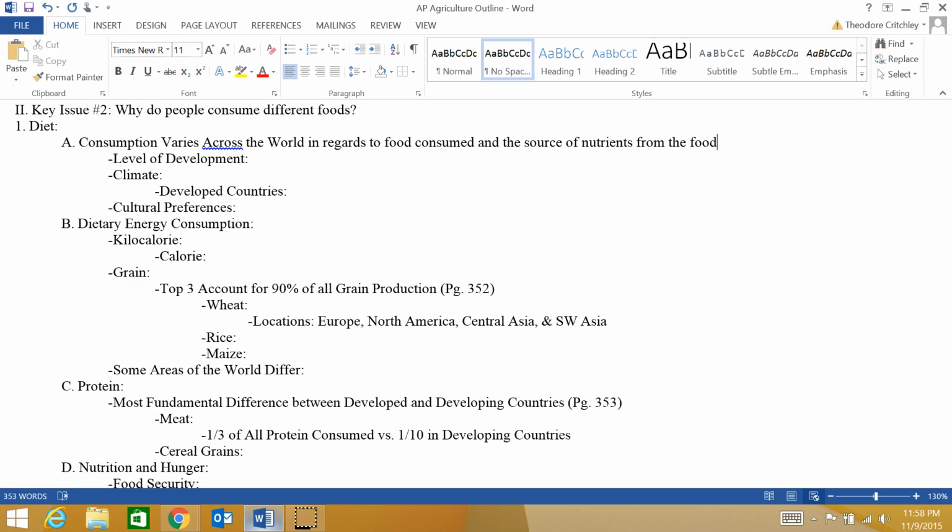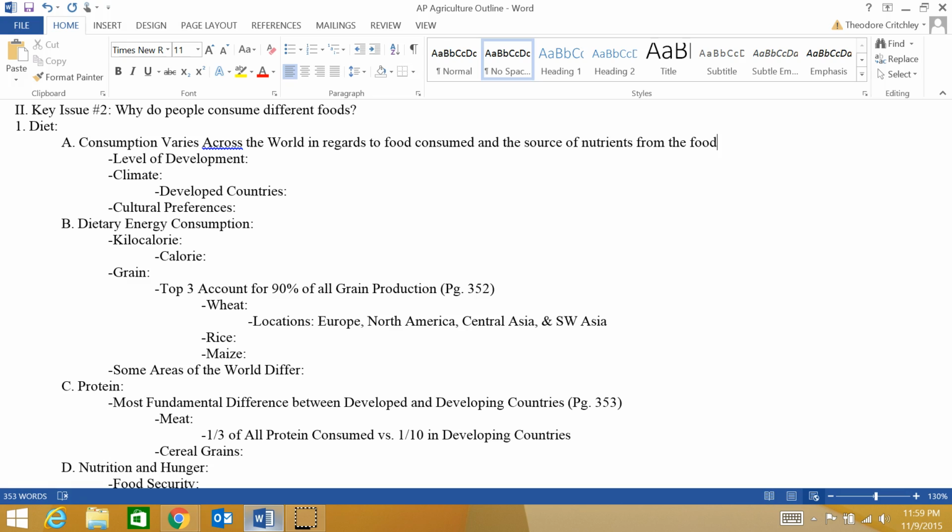Developed countries tend to consume more food and from a greater variety of sources in comparison to those from developing countries. So when we talk about level of development, we're talking about the development of a country. We find that more developed countries will tend to consume more food and usually consume a greater variety than developing countries. Climate plays a factor here as well.